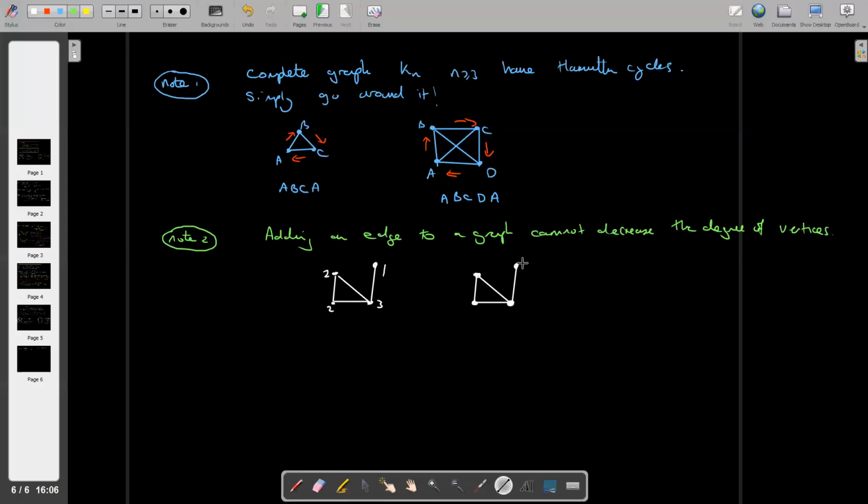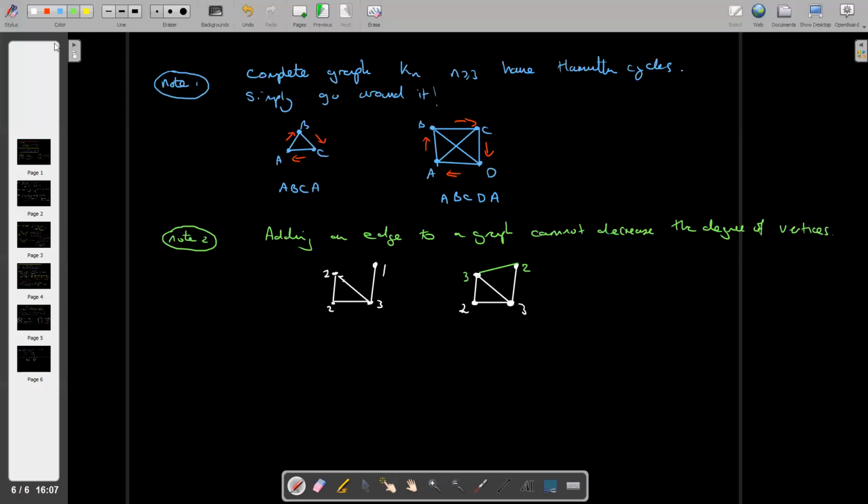Right, so let's add an edge then. I'll add that edge there. So what's going to happen? Well, this had a degree of 2 before, but now it's got a degree of 3. So that's actually increased. This has stayed the same at 2. This has stayed the same at 3. And this has increased to 2. So note 2 is just observing the fact that every time you add an edge, it isn't going to decrease the degree.